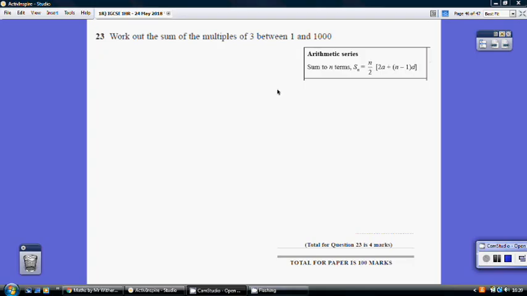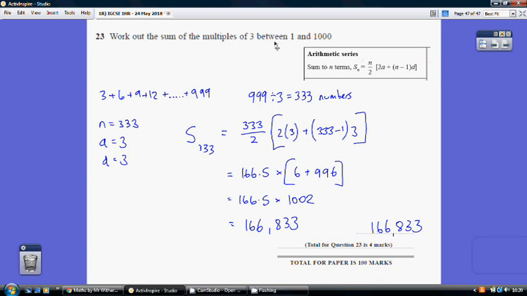Question 23. So we've got to work out the sum of the multiples of 3 between 1 and 1000. Now we're given the formula at the front of the paper for the sum to n terms of an arithmetic series. So let's just think about what numbers this comprises. So it's the multiples of 3 between 1 and 1000. So that's going to be 3, then 6, then 9, then 12, all the way up to 999. And we're summing these. It's when we add all of these up.